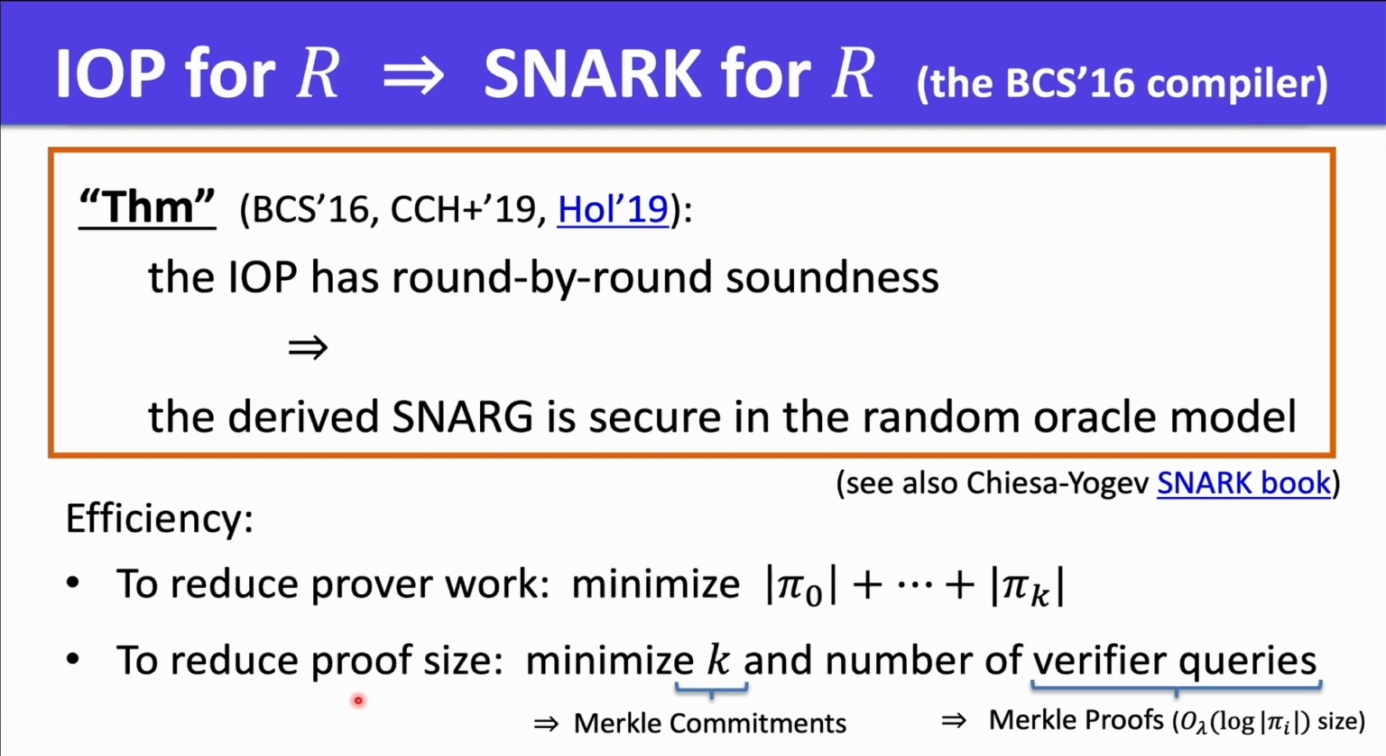And furthermore, if we want to reduce the proof size, we of course have to reduce the number of strings that are being sent over, because every one of those strings corresponds to a commitment. But more importantly, we want to reduce the number of verifier queries. And most of what we're going to spend our time on is how to reduce the number of verifier queries, because every query introduces a whole Merkle proof. And so the fewer queries that the verifier makes, the fewer Merkle proofs we have to include in our SNARK proof. And as a result, the entire SNARK proof will be shorter.